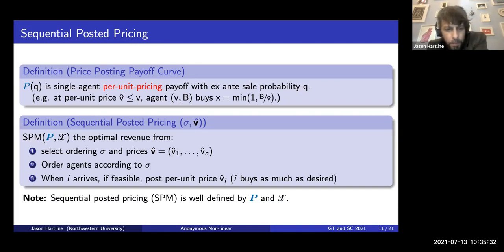Okay, and note that sequential posted pricing is well defined by the per unit pricing revenues and the feasibility constraint, which tells us how to run this mechanism.